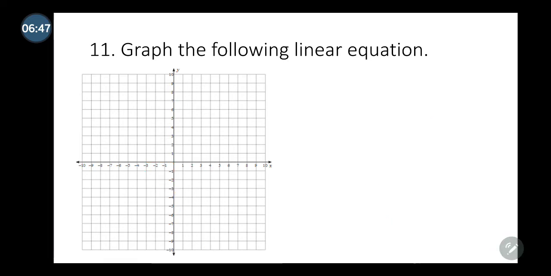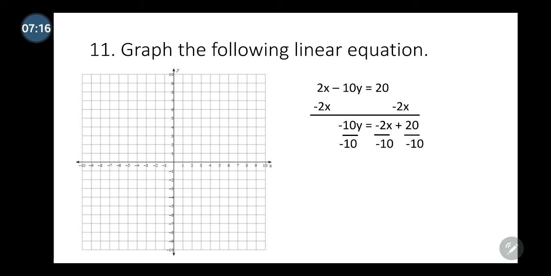Okay, now one more. Let's look at this one: 2x minus 10y equals 20. Just like number 10, it's in standard form, and I need it to go to slope-intercept form. So the first thing I want to do is subtract 2x from both sides. That leaves me with negative 10y equals negative 2x plus 20. We still don't have y by itself, so I'm going to divide everything by negative 10. When I do that, I'm left with y equals 1/5 x minus 2.